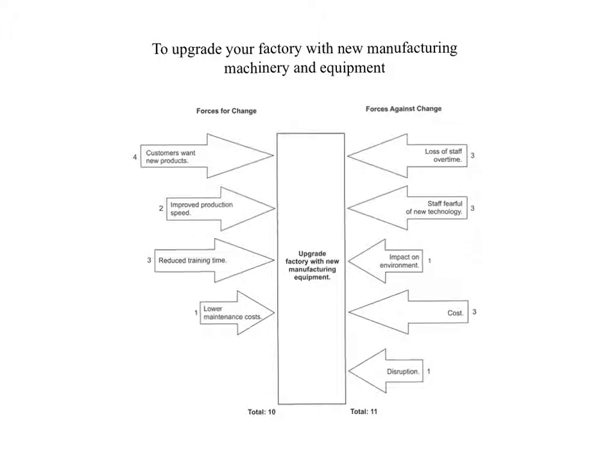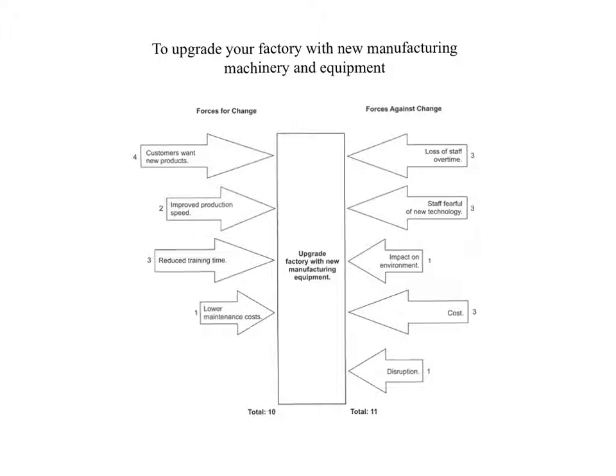So, for example, they might not be too concerned about the cost factors. Maybe their productivity levels are quite fast anyway, but what they are concerned about is customer demands and customer wants. But there's also forces against change. And these forces are a loss of staff overtime, staff fearful of new technology, the impact on the environment, the cost factor, and the disruption. So even though I've said before they might not be too concerned about the maintenance costs, the initial costs for this machinery might be a resisting factor.